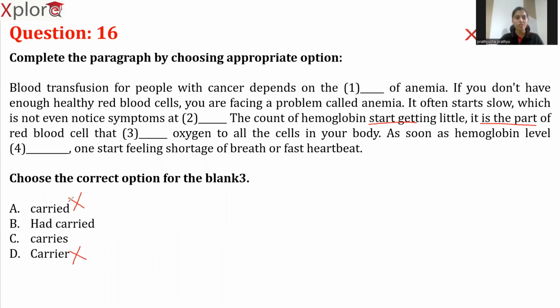So eliminate option A. And option B is also eliminated. Why? Because it is in past perfect tense, as I told you before. So the entire context, the entire paragraph is in present tense. So we have to use only the verbs which are in present tense, not the past tense. There should be no tense mismatching. So based on that, eliminate option B also, and option C is the right answer. So what is the job of red blood cell? Red blood cell carries oxygen to all the cells in your body. That's what we are trying to say here.